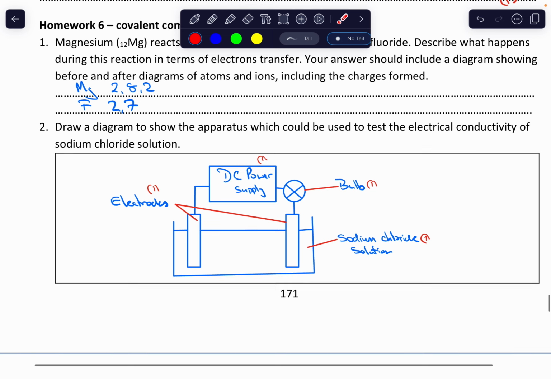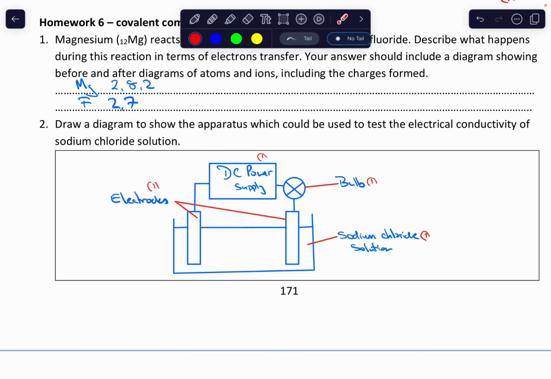Next one is describe this test. To do this kind of test, we need to remember to use a DC power supply. We have our bulb set up, so that's going to light if the circuit is complete. Inside our container, we have got our sodium chloride solution. And to connect the circuit to the solution, we have our 2 electrodes. So you need all parts there labeled in order to get the mark.